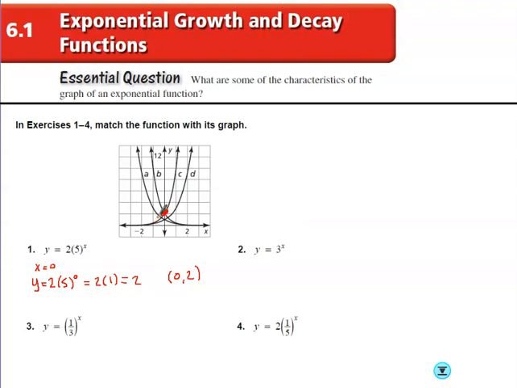From there, the only two graphs that go through that point are a growth function and a decay function. Well, the growth function means that my base is going to be larger than 1, and that is what I have here. So this graph is going to be the graph of C.